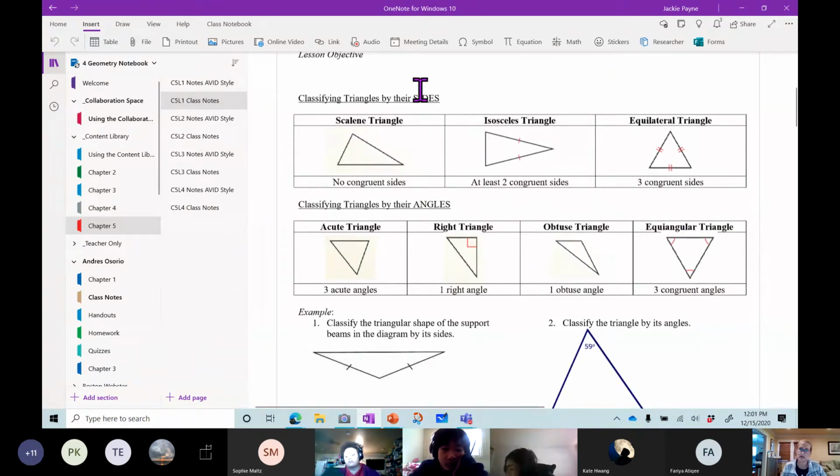You can classify triangles by sides. No sides the same, scalene; 2 sides the same, isosceles; 3 sides the same, equilateral. You can classify by their angles. If they're all less than 90, it's called acute. If you have at least one 90-degree angle, it's called right. If you have one angle that's greater than 90, it's called obtuse. And a special case is if all 3 are exactly the same, it's called equiangular.